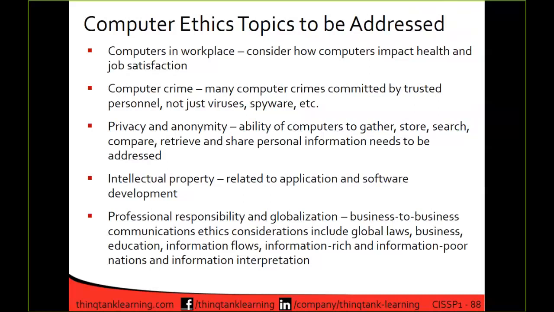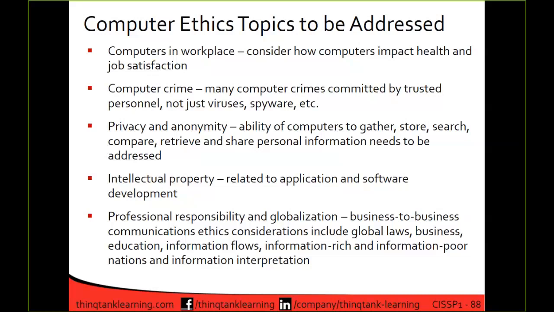Professional responsibility and globalization is a big concern as well. Business-to-business communication is more prevalent today than it was in the past, especially with cloud computing and global e-commerce, right? So there are global laws that you have to consider, education that you have to ensure that the employees get. There's information flows that need to be monitored and transactions that need to be monitored. And by the way, this information can be very detailed and specific. So it's important that that information is protected.